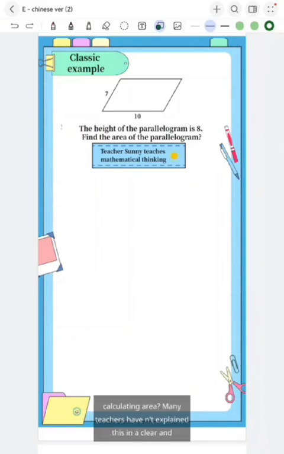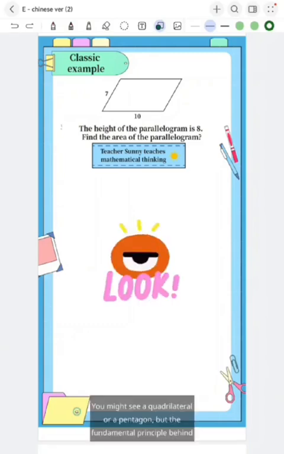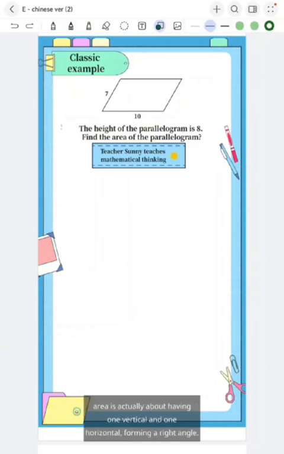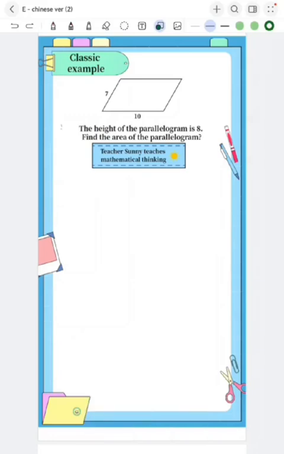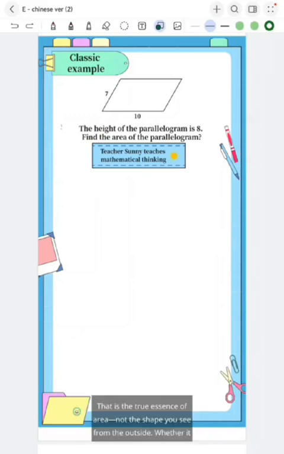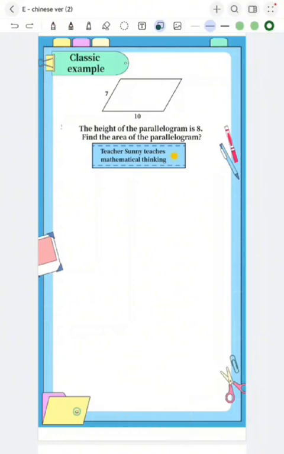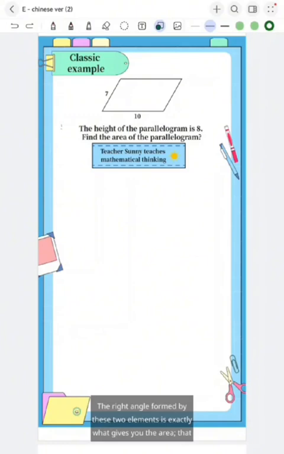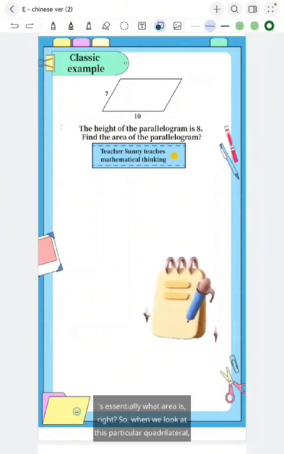Many teachers haven't explained this in a clear and understandable way, or can't explain it well, and it's not mentioned in the textbooks either. You might see a quadrilateral or a pentagon, but the fundamental principle behind area is actually about having one vertical and one horizontal forming a right angle. That is the true essence of area, not the shape you see from the outside. Whether it's a pentagon, hexagon, or triangle, that's not what matters. One vertical, one horizontal. The right angle formed by these two elements is exactly what gives you the area. That's essentially what area is, right?